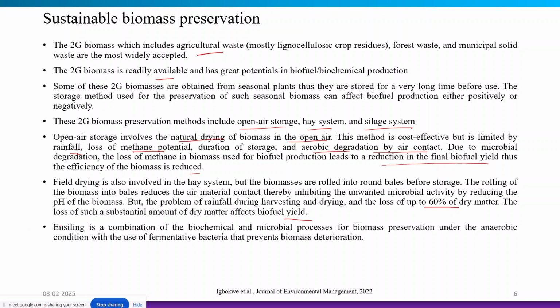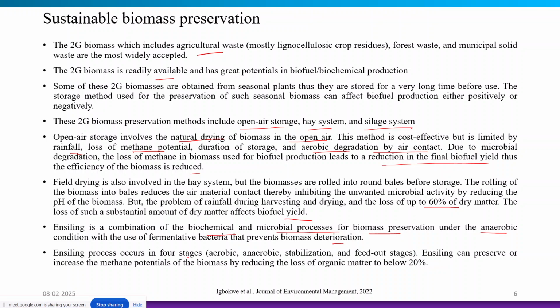So there is one solution we can consider, that is the ensiling method. Ensiling is a combination of biochemical and microbial processes for preservation of the biomass under anaerobic condition, with the use of fermentative bacteria that prevents the biomass deterioration.